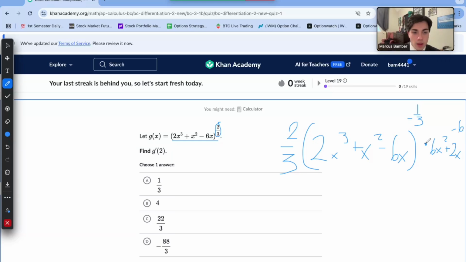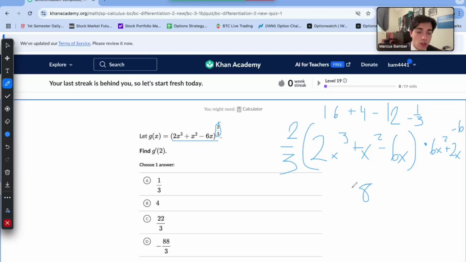Alright, so now we are going to substitute in 2. Let's do this. When we substitute in 2 into the parentheses here, we have 8 times 2, which is 16, plus 4 minus 12. 16 plus 4 is 20, minus 12 is 8. So we have 8 inside the parentheses.